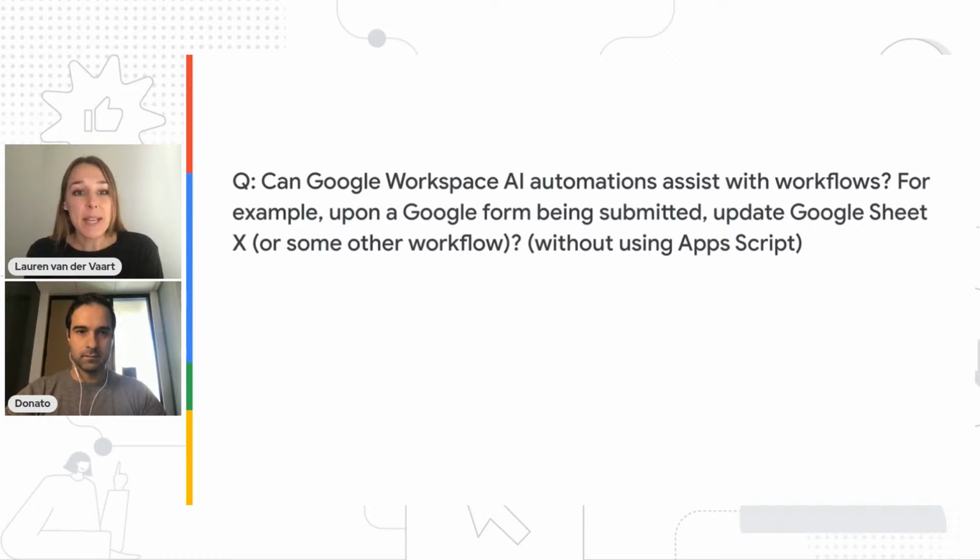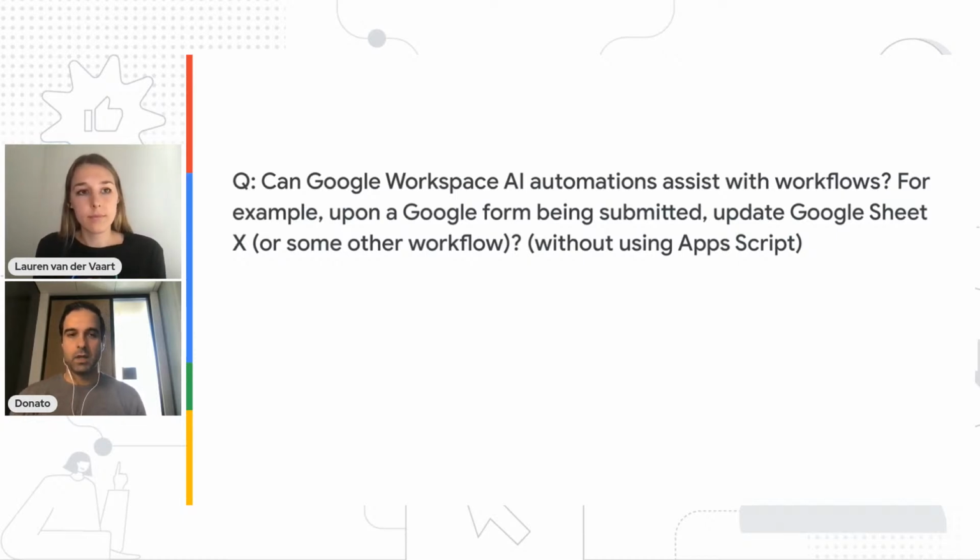So can Google Workspace AI automations assist with workflows? For example, upon a Google Form being submitted, update Google Sheet X or some other workflow without using AppScript? So I guess this question opens a good window into the conversation of what we should use AI for. So in general, oversimplifying a complex topic, if you can imagine a simple and self-contained algorithm to solve a question, then you typically don't need an AI. So you want to use AI to automate activities for which creating an algorithm is either impossible or extremely difficult to formalize.